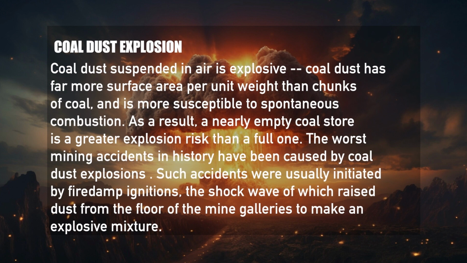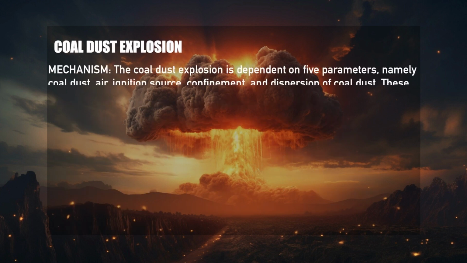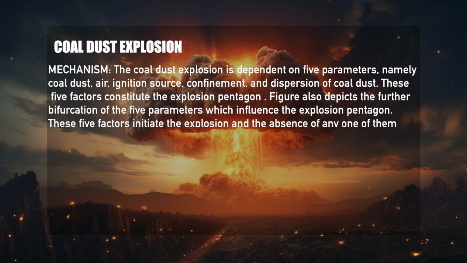The worst mining accidents in history have been caused by coal dust explosions. Such accidents were usually initiated by a fire damp explosion, the shock wave of which raised dust from the floor of the mine gallery to make an explosive mixture. Mechanism: how can it take place?